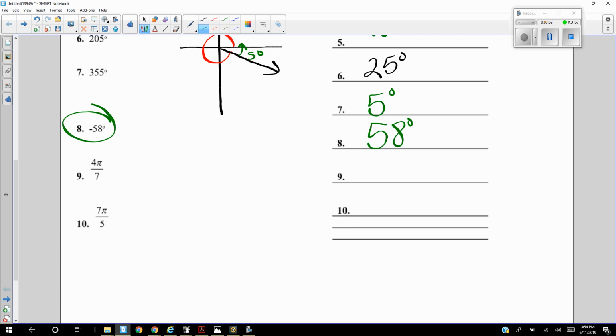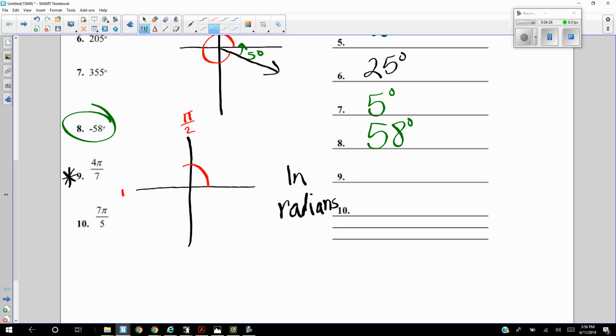If they give you the angle measure in radians, your answer needs to be in radians. So that's for number 9 and number 10. When we sketch this angle 4 pi over 7, we know it's somewhere in between 1/2 and 1 full pi, which means it's going to be in quadrant number 2. Remember, this up here, 90 degrees, is pi over 2. This right here is 180 degrees. This is pi. So 4 pi over 7 is going to be somewhere there in quadrant number 2.